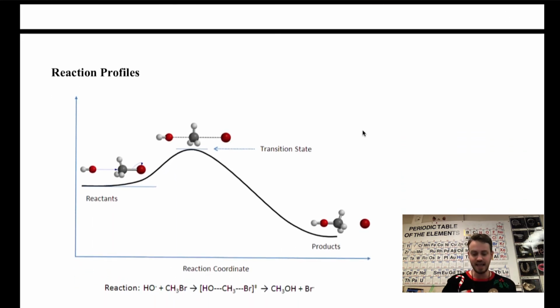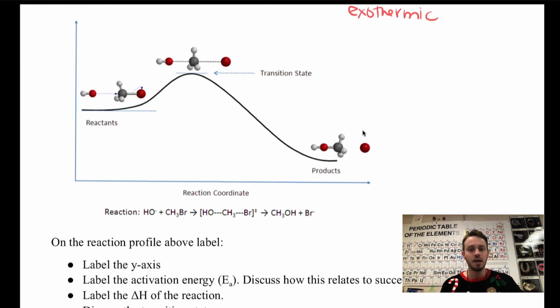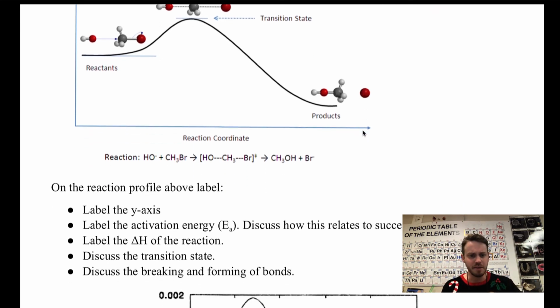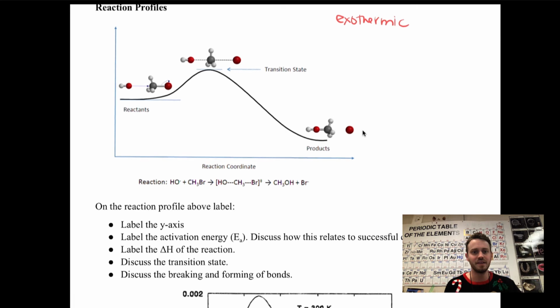I mentioned that reaction profiles are important to think about with kinetics, and we're going to look at these throughout the whole unit. You should be able to look at this reaction profile and tell me some things already. For example, you should be able to tell me that this is an exothermic reaction, and I know that because heat was released to go from the reactants to the products. There's less energy in the products. I wanted to label a few things that are on here, mainly just what the different parts are.